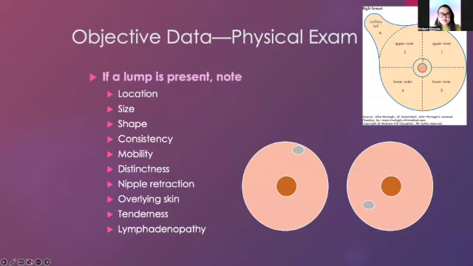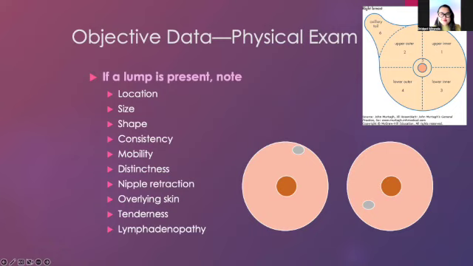If a lump is noted, you can use the quadrants to help you decide how to chart the location, but you can also use, as we talked about in the last lecture, the clock. Is it at 1 o'clock? Is it at 2 o'clock, 3 o'clock, etc.? When a lump is present, you're noting location, size, shape, and consistency, so whether the lump is soft, firm, or hard. The mobility: is it movable? Distinctness: is it solitary or are there multiple?